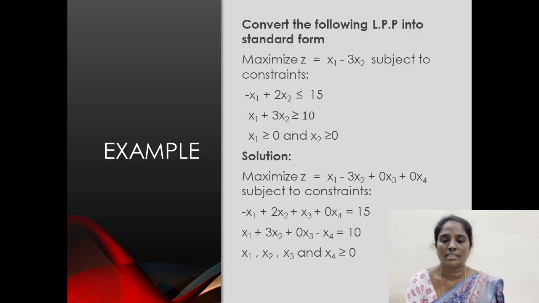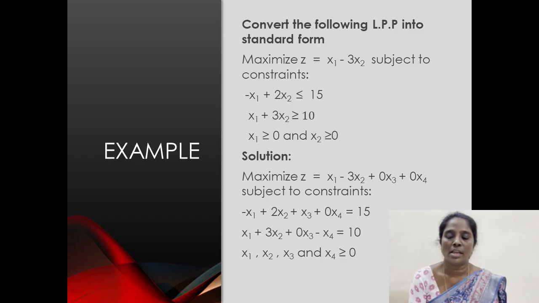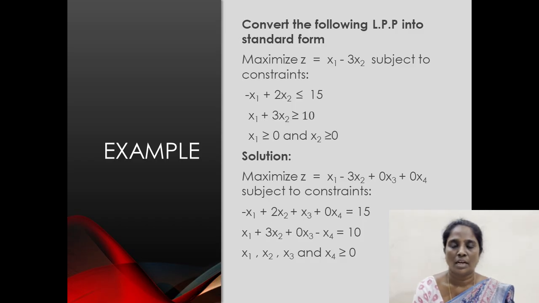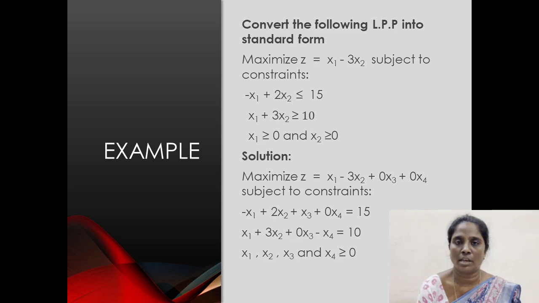Now let us see an example. Convert the following L.P.P into standard form. Maximize z is equal to x1 minus 3x2 subject to the constraints minus x1 plus 2x2 less than or equal to 15, x1 plus 3x2 greater than or equal to 10, x1 and x2 greater than or equal to 0. In the first constraint, we have a less than or equal to inequality. So we introduce a slack variable x3. In the second constraint, we have a greater than or equal to inequality. So we introduce a surplus variable.